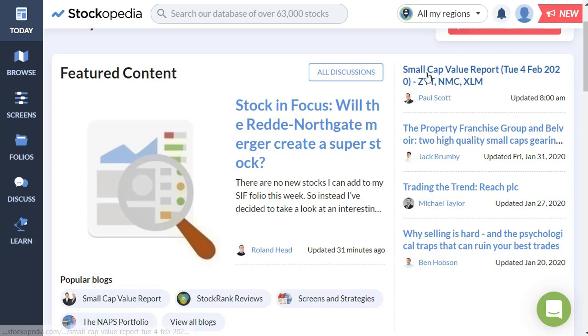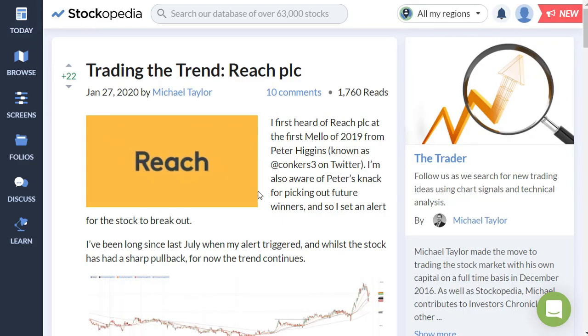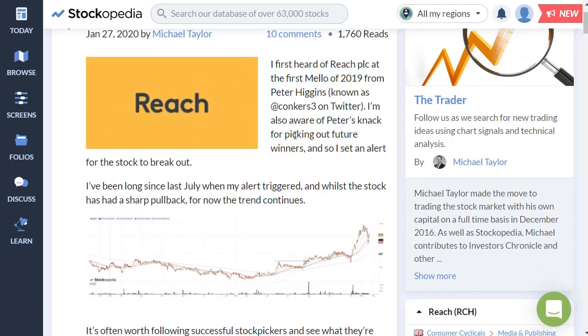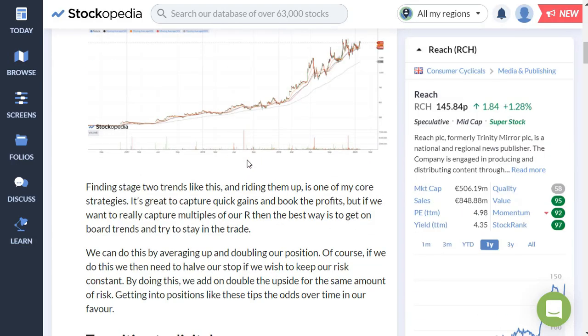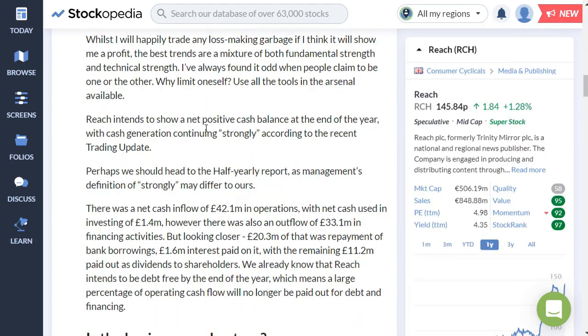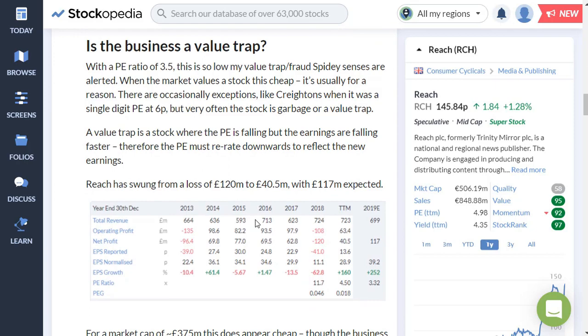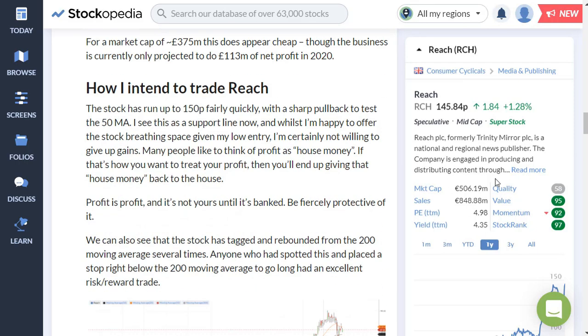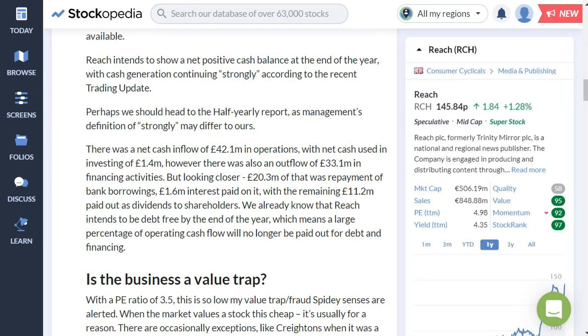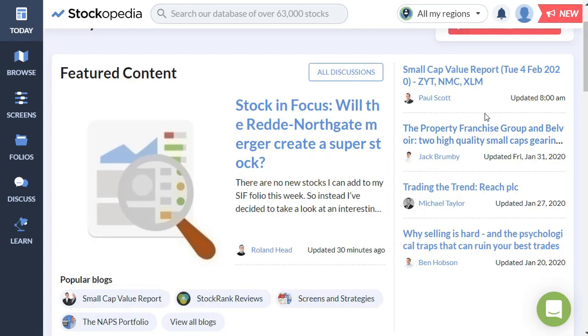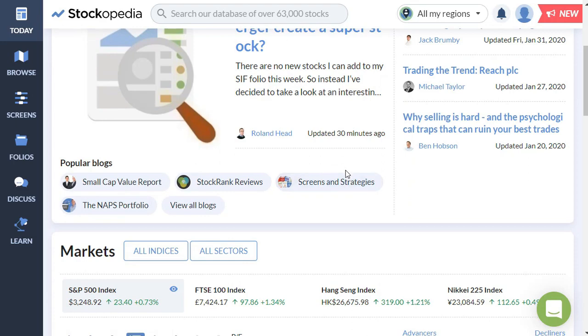Maybe we are getting a small cap value report if you want to invest in small caps. There might be single companies. It could be here Trading the Trend, Reach PLC. And here's a company that Michael Taylor has analyzed, and we can see what he thinks of it, the background, if the business is stable and so on, if it is a value trap and so on. And we can go in here and see the basics about it. So just over here, we see some good ideas.